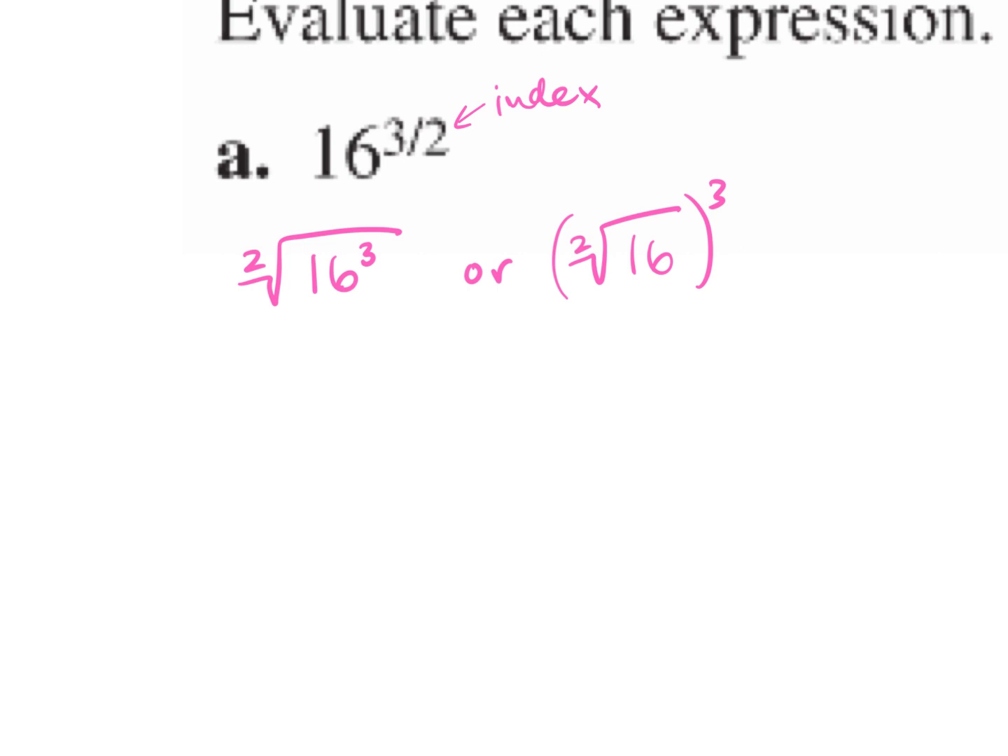But if we're taking the square root of 16 to the 3rd power, 16 to the 3rd power would be like saying 16 times 16 times 16. We don't actually need to multiply 16 times 16 times 16 because we're factoring it out. So those would be our factors. What are two factors of 16? 4 and 4. So 4, 4, 4, 4. And what are two factors of 4? 2 and 2.